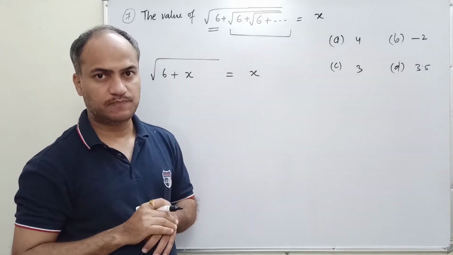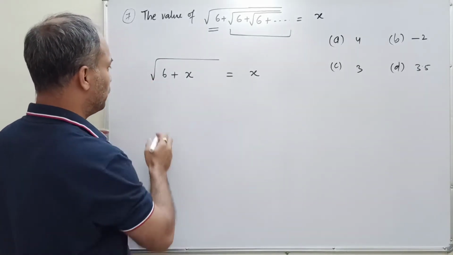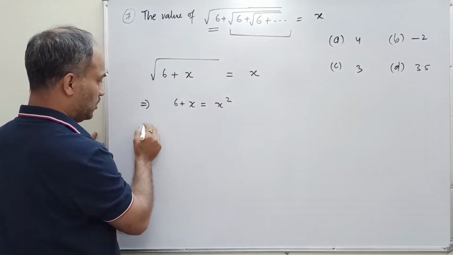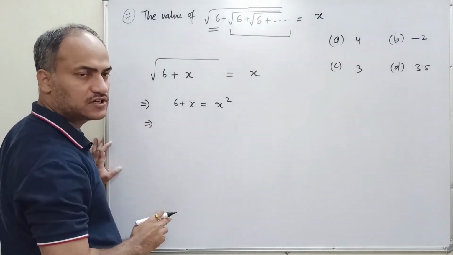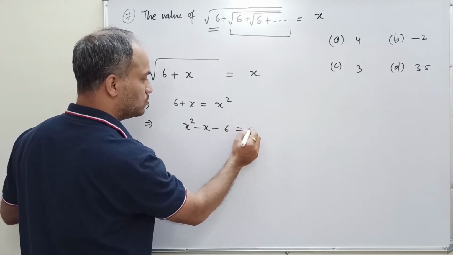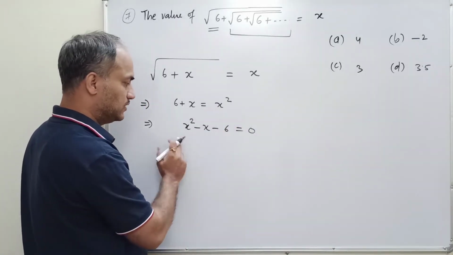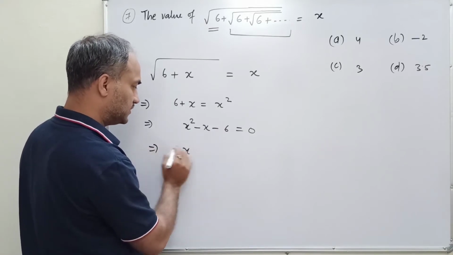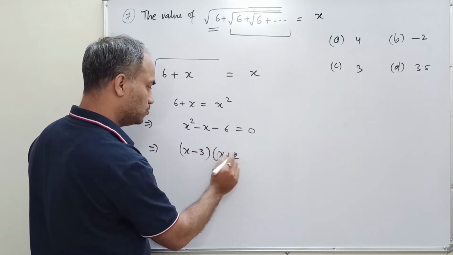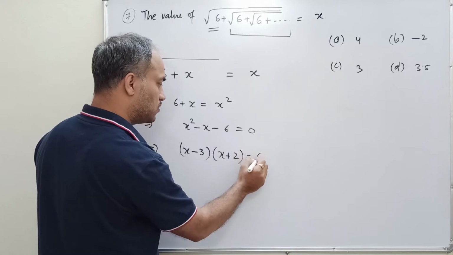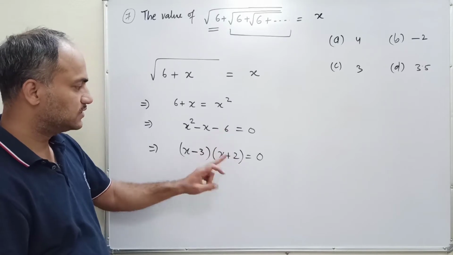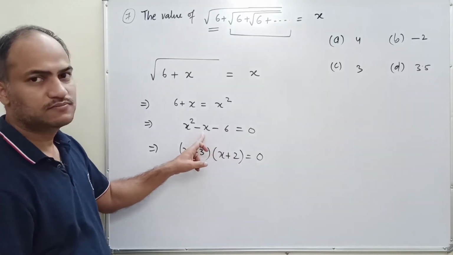Now we have got this expression. So on squaring both sides, what we get? 6 plus x is equal to x square. So on shifting terms to one side, we get x square minus x minus 6 equal to 0. Here we have to factorize and we get (x minus 3)(x plus 2) equal to 0. Okay, how can we do this? Because 3 into 2 becomes 6, with a minus sign, and minus 3 plus 2 becomes minus 1.